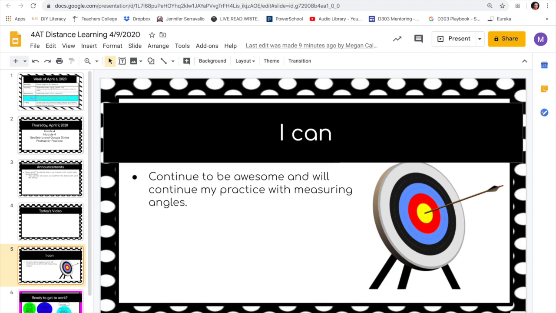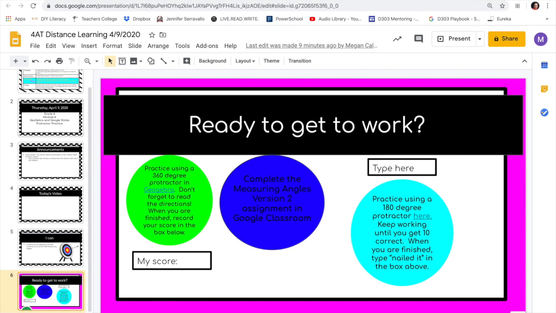Today you're going to be continuing to be awesome and practicing with measuring angles. So today looks a little different. We don't have any blue slides and our only action slide. We just have one pink slide here, but it does have 3 parts. The first part of your practice work today is going to be going into this first link. It says practice using a 360-degree protractor in GeoGebra. Don't forget to read the directions. When you are finished, record your score in the box below.